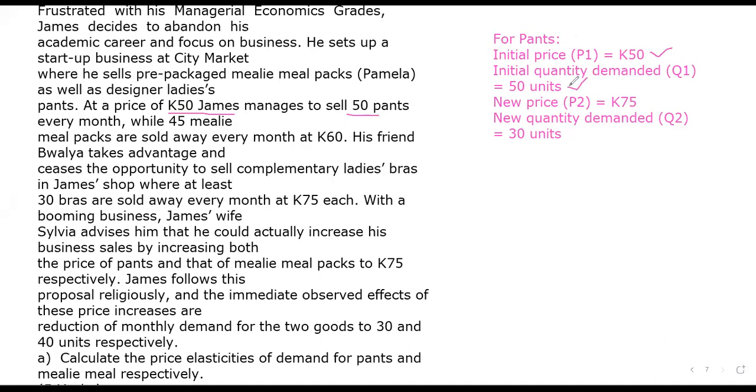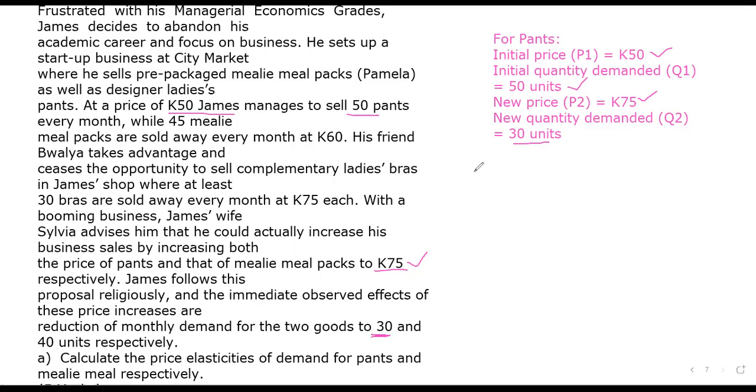And now we try to increase it to 75 kwacha. So now he's selling a new quantity. Instead of selling the 50, he's now selling only 30 units. So our new quantity is 30 altogether. So this is P1 and this is P2. This is Q1 and this is Q2.